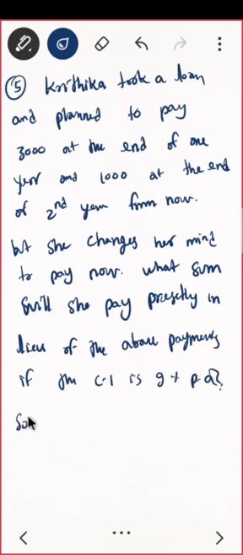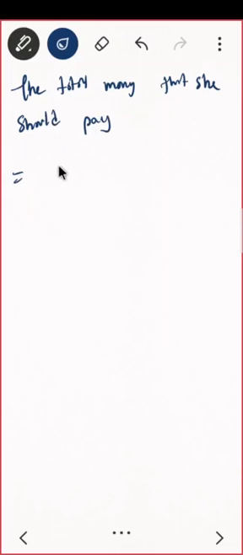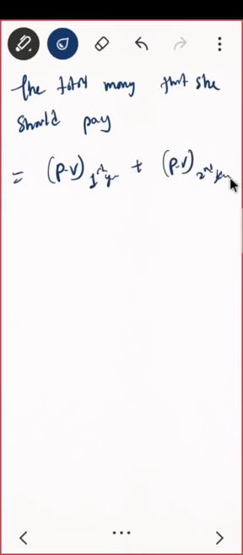Okay. Read the question. Think what are the things given to you. So you have to calculate actually present value of both the years, that is from the first year and from the second year, again like in the previous case, like we did. So total value will be addition of both the things. So what is the formula for present value? It is amount upon 1 plus I raised to n. So the total money she should pay is your present value for first year plus present value for second year.